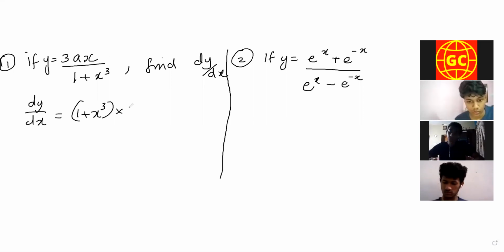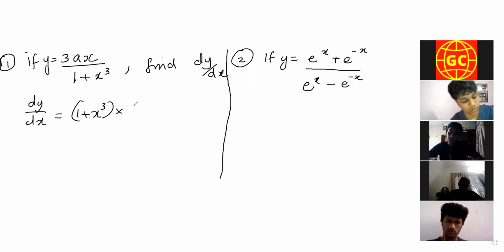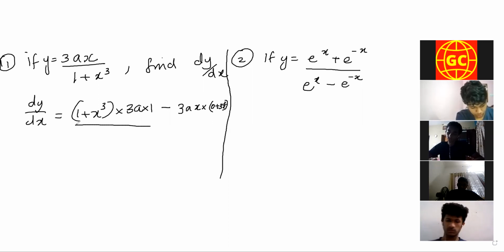Denominator into derivative of the numerator, isn't it? So what is the derivative of the numerator? 3a is a constant and the derivative of x is 1. So it is denominator into derivative of the numerator minus numerator into derivative of the denominator. What is the derivative of the denominator? 0 plus 3x square, isn't it? Because the derivative of 1 is 0, and the derivative of x cube is 3x square, divided by denominator square.